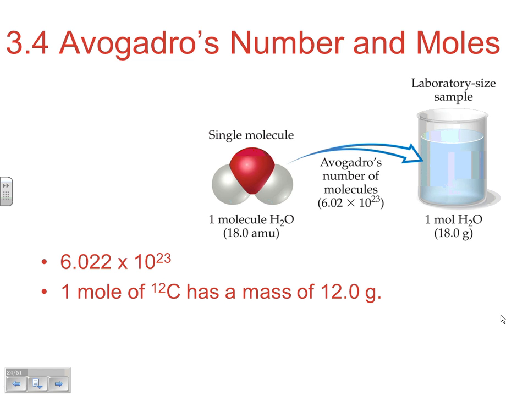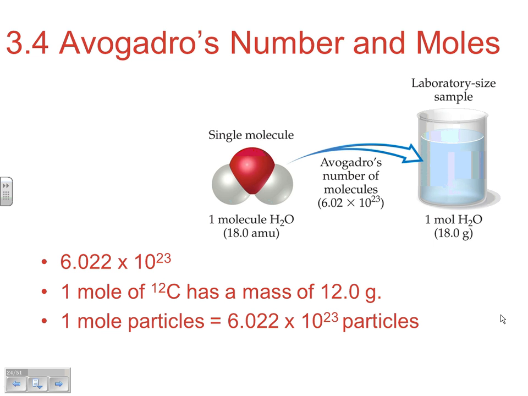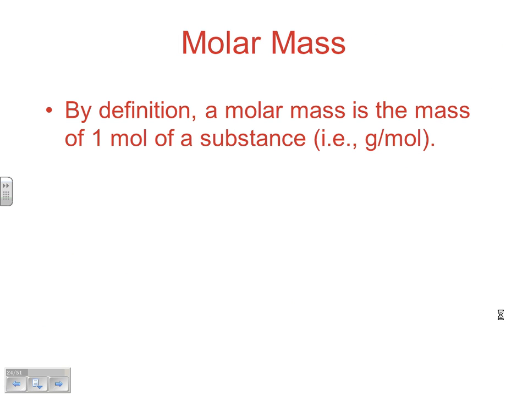Remember, Avogadro's number is 6.022 times 10 to the 23rd, and 1 mole of carbon-12 has a mass of 12.0 grams. So that would mean 1 mole of particles is 6.022 times 10 to the 23rd particles. And it would also mean, in this particular case, if you had a mole of carbon-12, it would have a mass of 12.0 grams for every 6.022 times 10 to the 23rd particles.